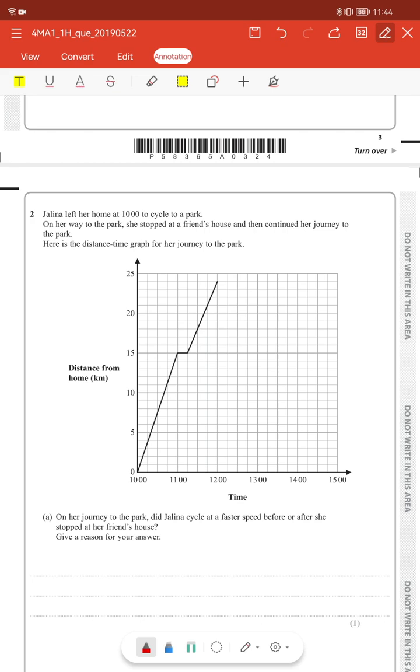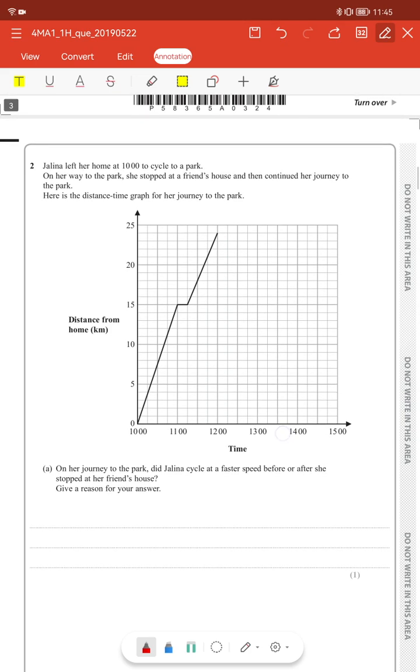For this graph, it says Jelena left her home at 10 o'clock to cycle to a park. On her way to the park, she stopped at a friend's house and continued her journey to the park. Here is a distance time graph. On her journey, did she cycle faster before or after she stopped at her friend's house? Now, when we're looking at a distance time graph, you have to remember the gradient would be your speed. So the steeper the gradient, the quicker she is going.